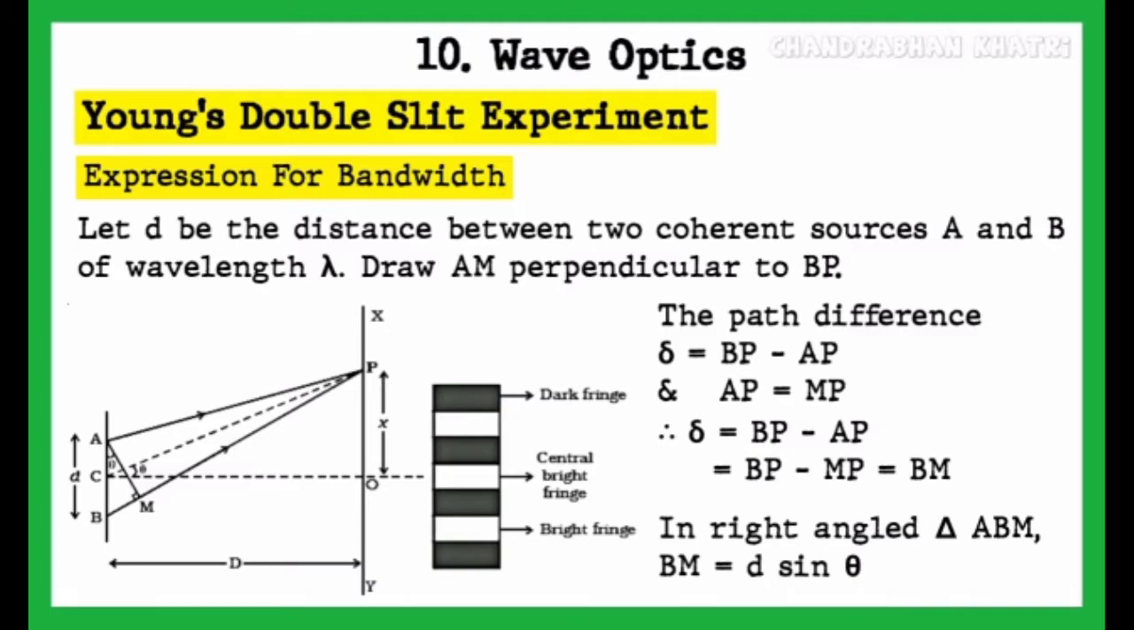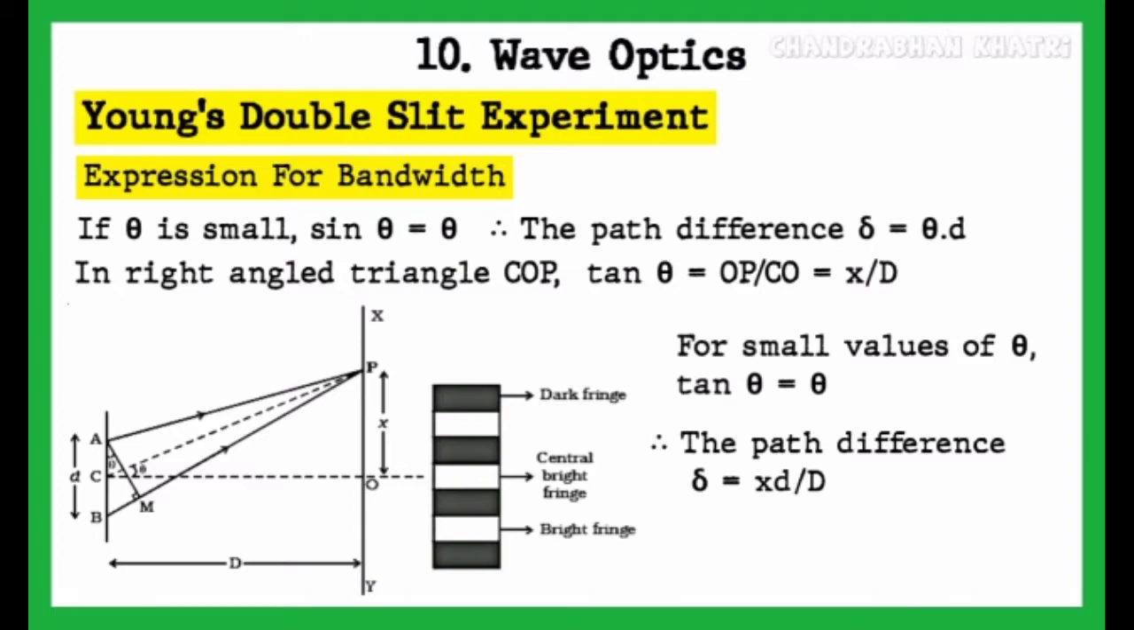So delta will be equal to BP minus AP. Now AP is equal to MP, so delta is equal to BP minus MP. That is equal to BM. In right angle triangle ABM, BM is equal to d sin theta. We know that if theta is small, then sin theta is equal to theta. So the path difference delta is equal to theta times d.